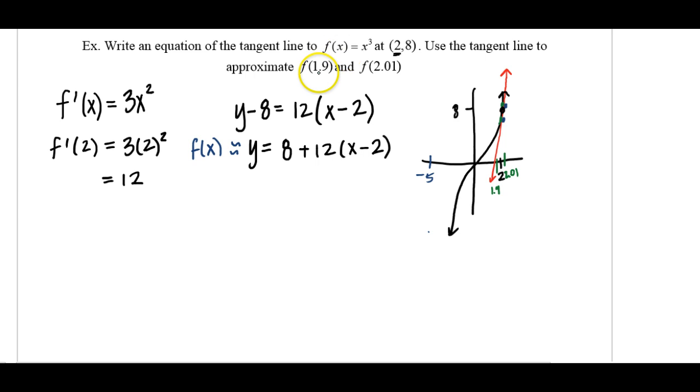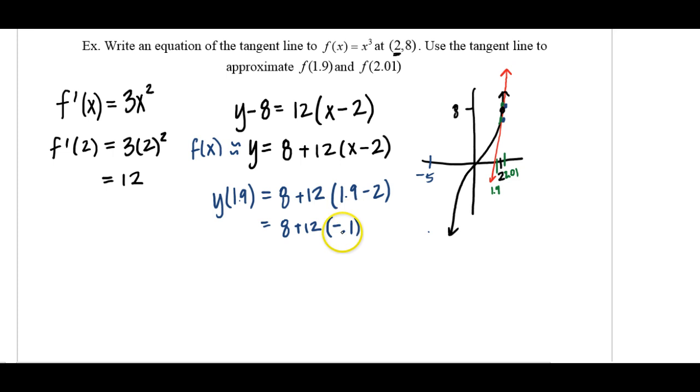So what I am going to do is just take 1.9 and substitute it into my tangent line equation. So what I'm doing is finding y of 1.9. So y of 1.9 is 8 plus 12 times (1.9 minus 2). And now let's go ahead and do some simplifying. So I have 8 plus 12 times, this is going to be negative 1/10. So negative 1/10. And if I keep going, this is 8 minus 1.2, multiplying 12 times negative 1/10.